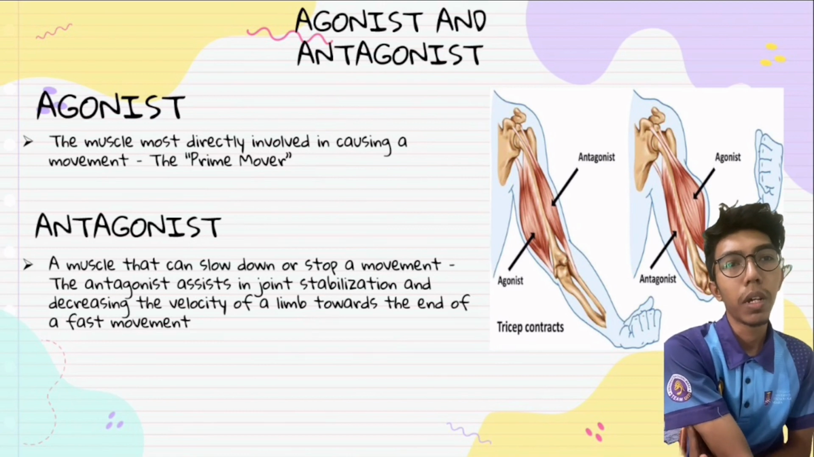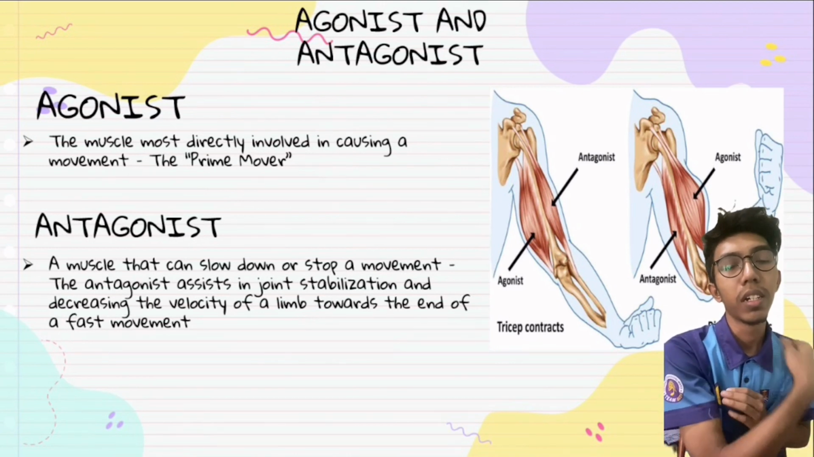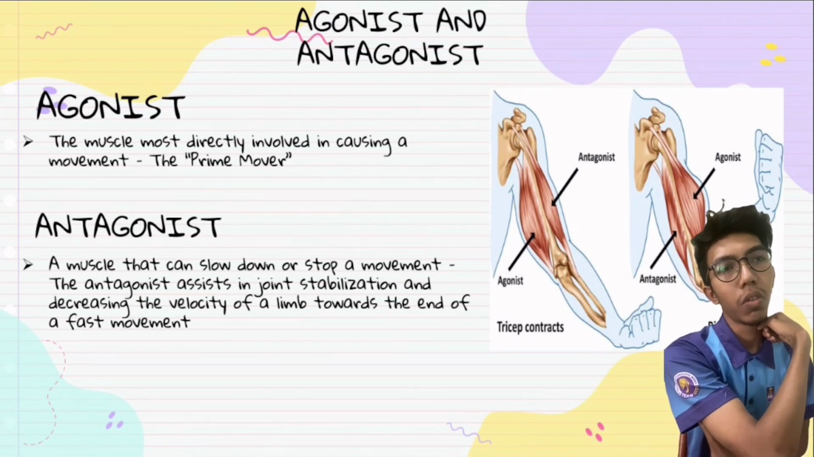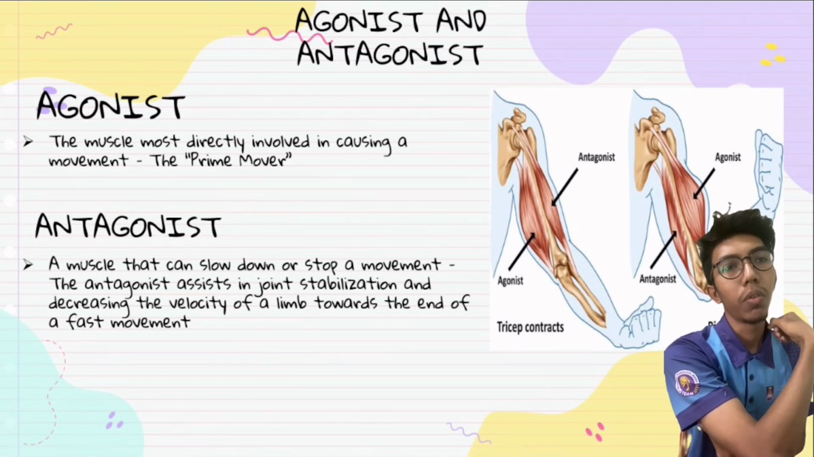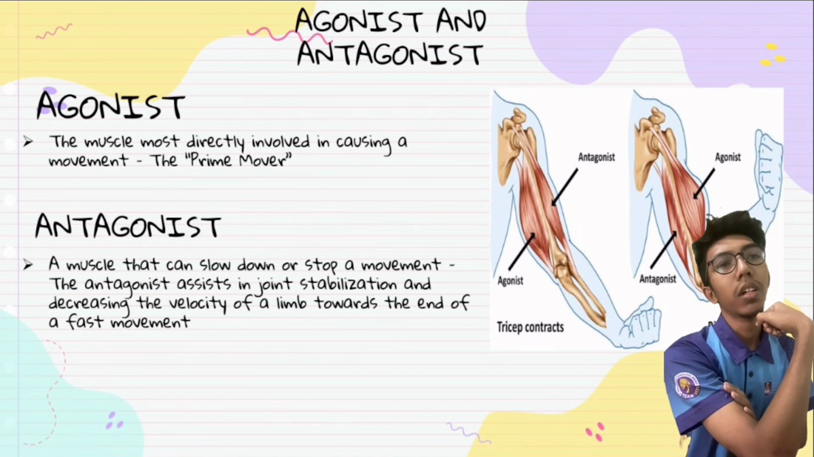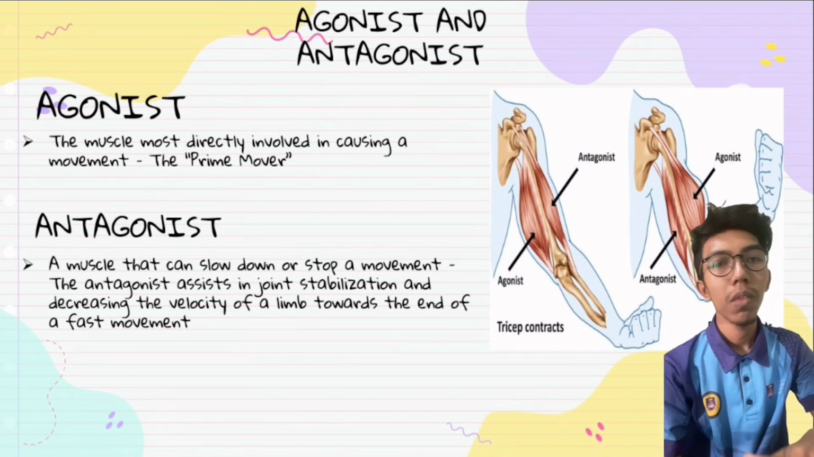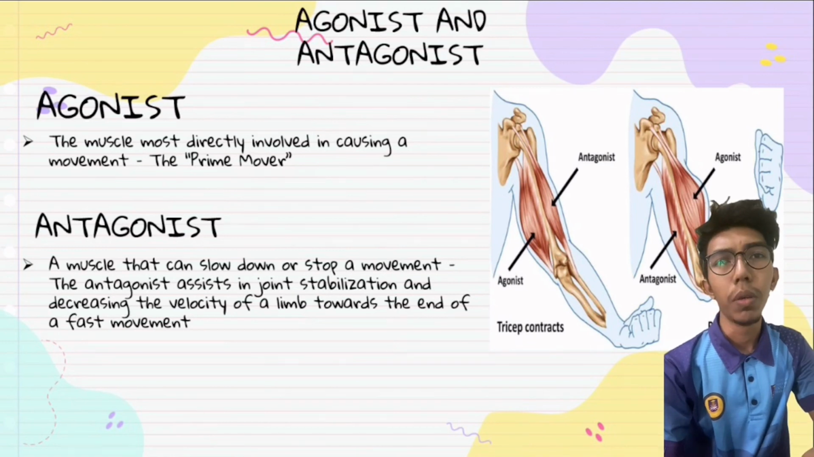When the biceps contracts, the agonist is our biceps and the antagonist is our triceps, because when we do biceps curls, the prime mover is our biceps muscle, so the agonist is the biceps. Next, we move to the synergist.